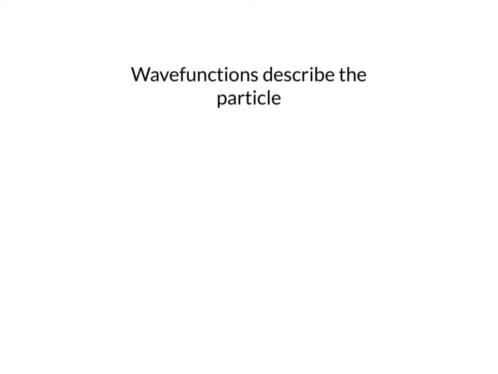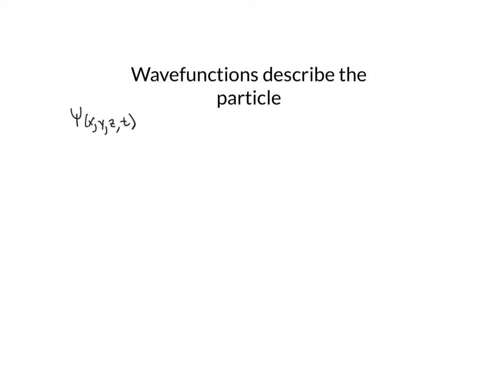So if we have to describe our particles as a wave, then we can assume that there's going to be some function, let's call it a wave function, that describes the particle. Our wave functions are typically given the symbol psi, Greek letter psi. They're a function of the position, x, y, and z, and time.